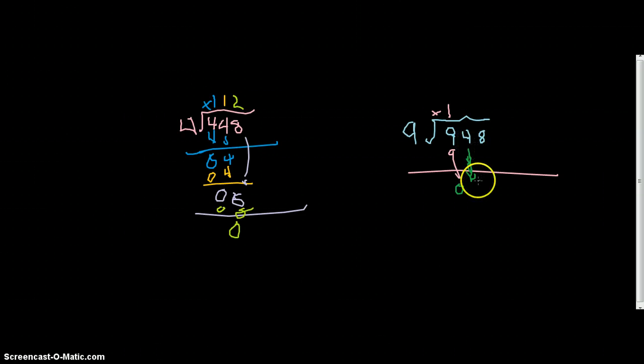Okay, so it's going to be a 4. 9 goes into 4, it can't do. So what do we need to do? We have to bring down the 8 and try to figure out how many times 9 goes into 48. So let's do 9 times tables here, people.